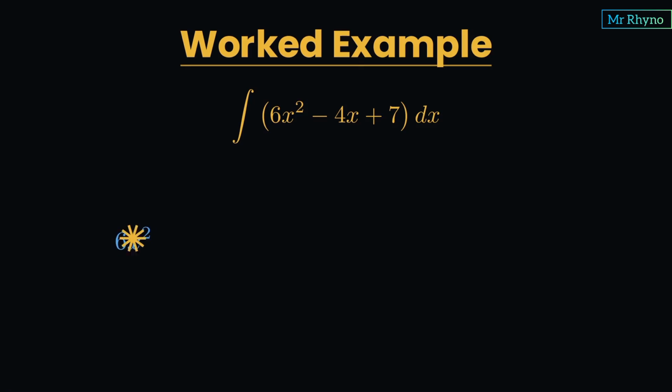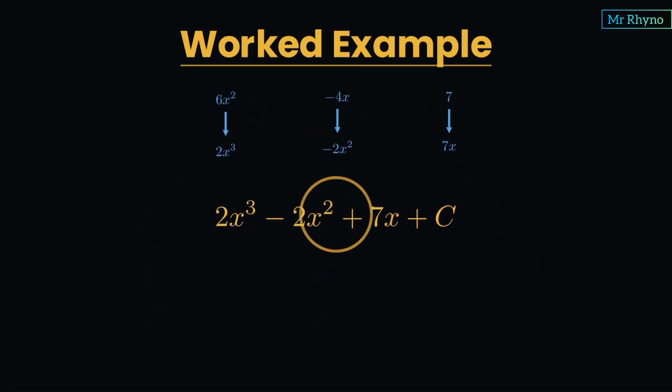For 6x squared, increase the power, 2 plus 1 is 3, then divide by 3. 6x cubed over 3 is 2x cubed. Next, minus 4x. Increase the power from 1 to 2, then divide by 2: minus 2x squared. Finally, 7. What differentiates to 7? 7x, because the derivative of 7x is 7. Put everything together.